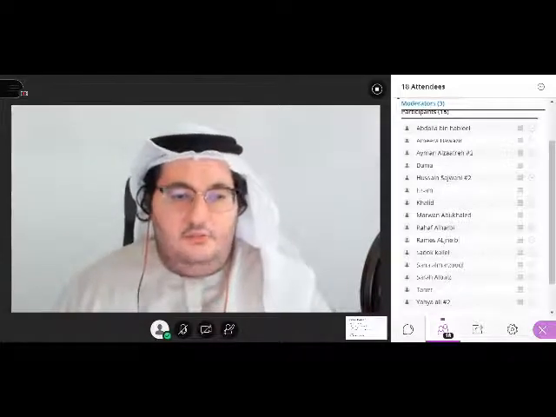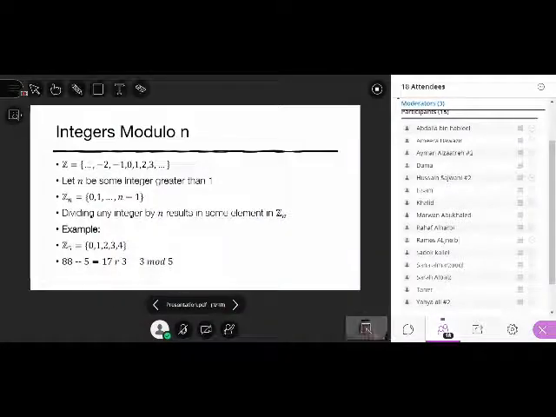Now, in mathematics, when we say any number, we choose a letter for it. In this case, let n be some integer greater than 1. What this means is that we choose some number, we call it n, and it's greater than 1. It could be 2, 3, 4, 5, and so on. Then we denote integers modulo n as Z subscript n, as you see over here, as a set of numbers that goes from 0 to n minus 1. So 0, 1, 2, and so on until we reach n minus 1.